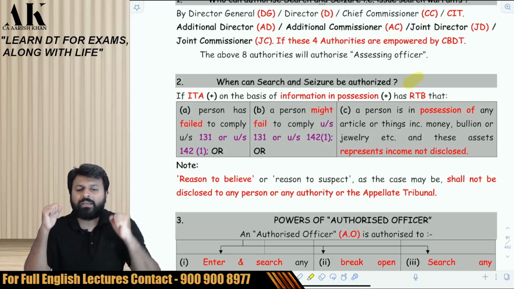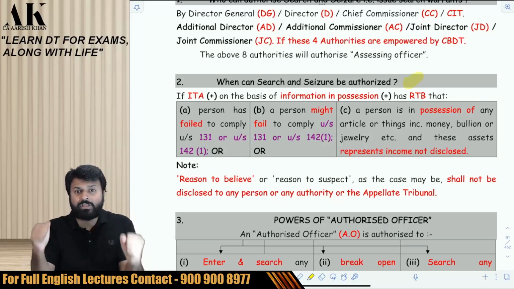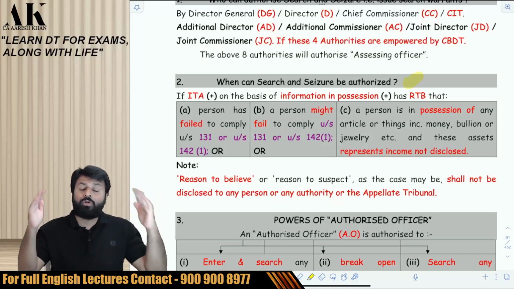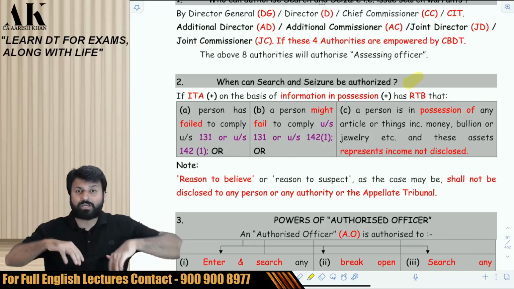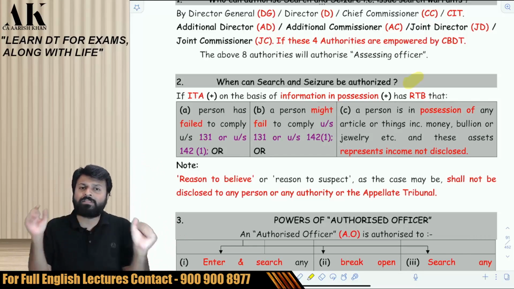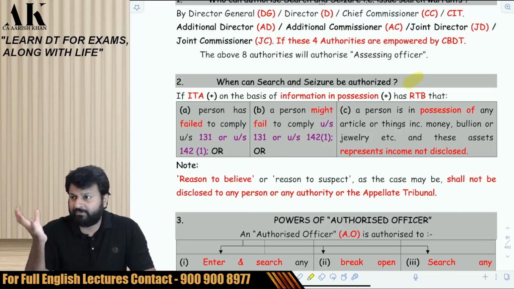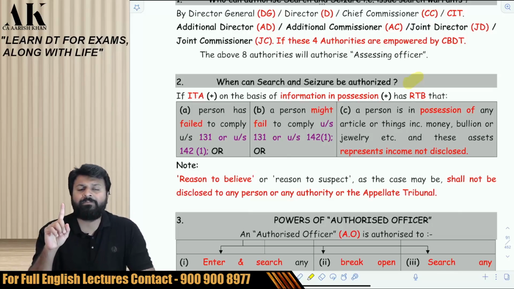First, if the income tax authority, on the information in their possession, has reason to believe, these are technical words which you have to write in the exam. Income tax authority on the basis of information in their possession has reason to believe. You cannot replace the words reason to believe with any other thing. So if the income tax authority has reason to believe with the information in their possession, that point number A has happened. What is point number A?